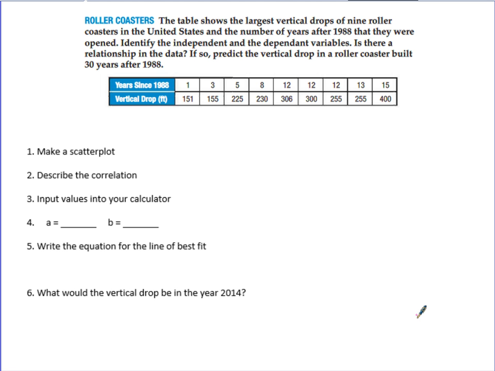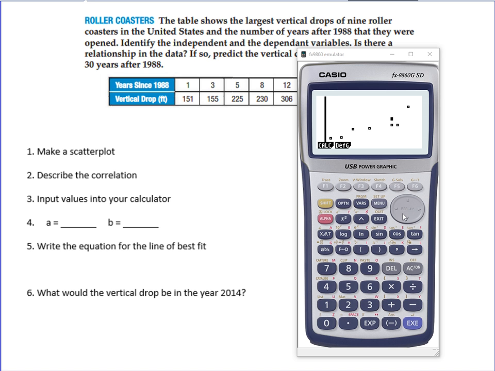Okay, so we're going to do this on the calculator, and I'm not going to walk you through the steps in the video. You have them on the calculator sheet that I gave you, and we're going to do it in class, but I am going to show you what it looks like. So make a scatter plot. The calculator will actually do that for you. I've gone ahead and gone through this process, and I put these numbers in, and the calculator made a scatter plot for me, so that's what it looks like.